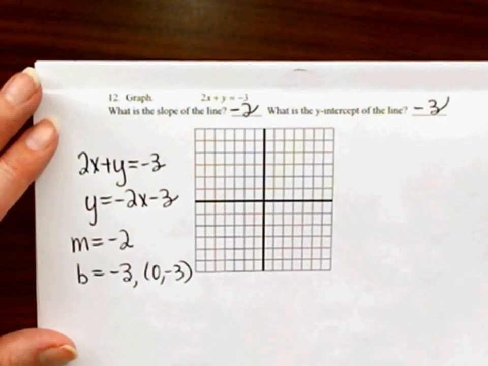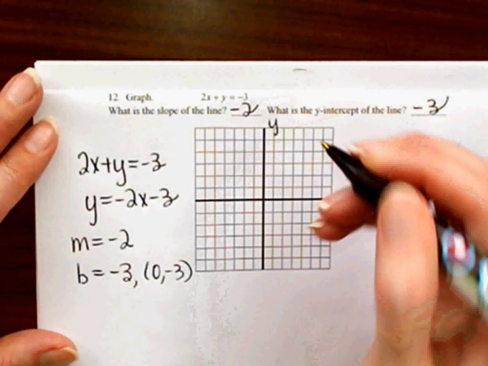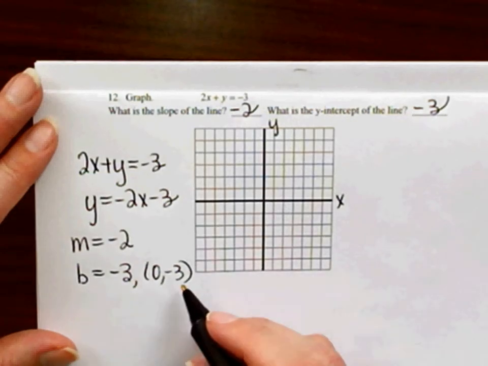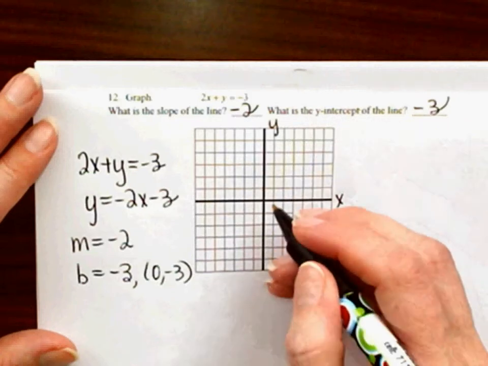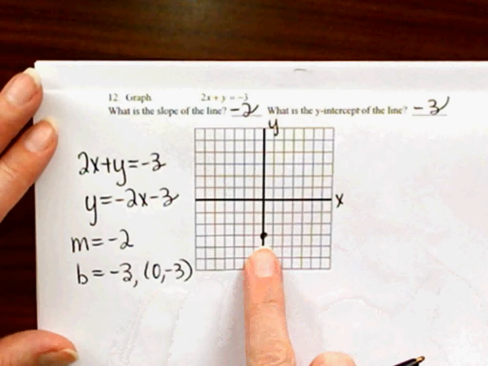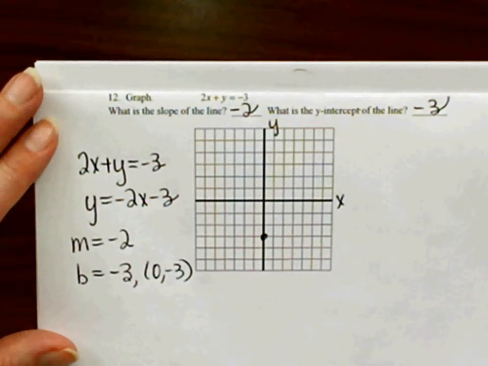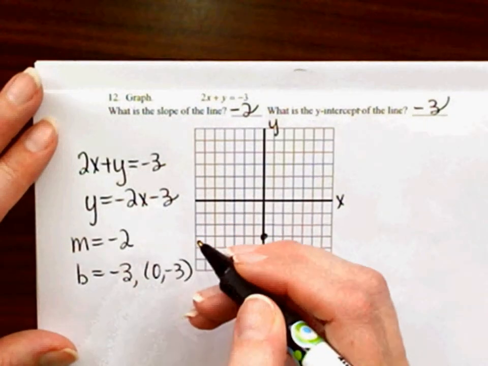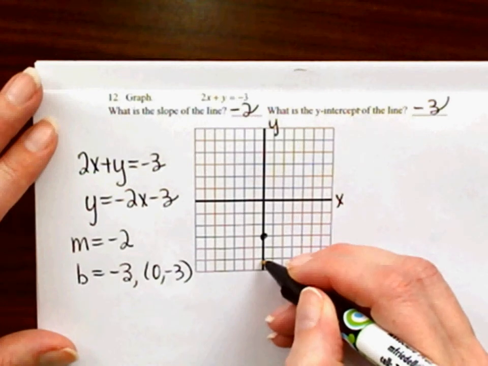Alright, so let's use that information to graph. This is my x-axis, this is my y. It needs to be crossing the y-axis if it's a y-intercept, so that's (0, negative 3). So we found that point. Using my slope, that's negative 2 over 1. So we're going to think of it as rise over run. We're going to go down 2 and to the right 1.